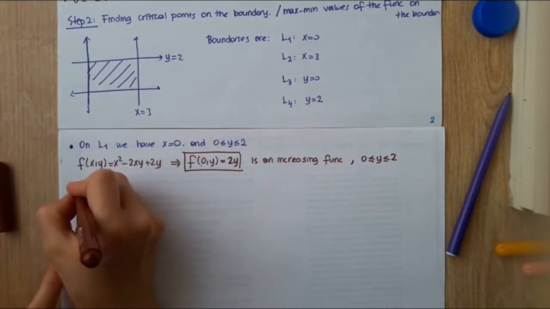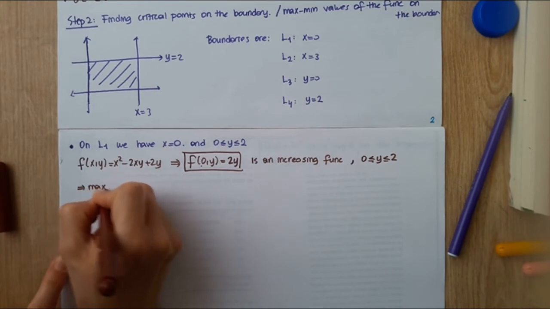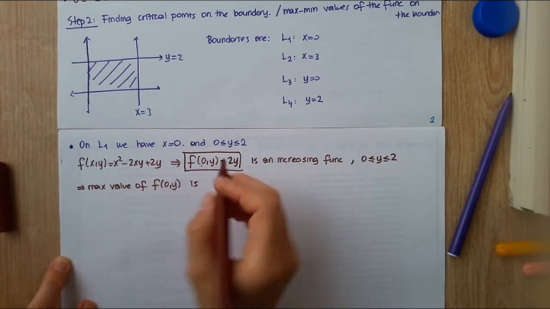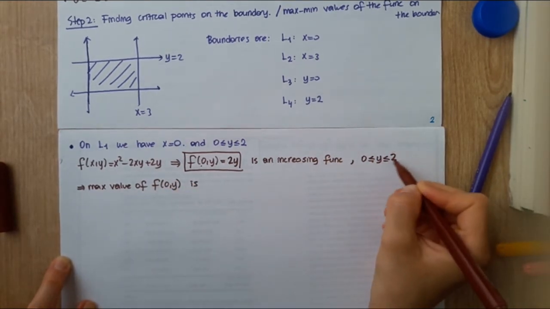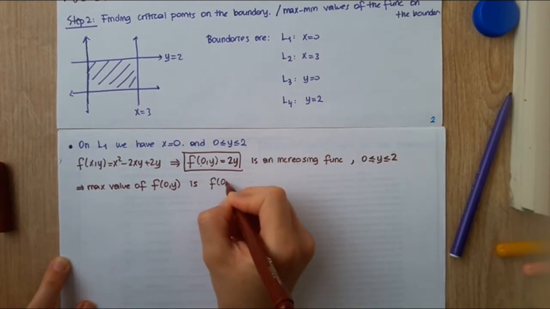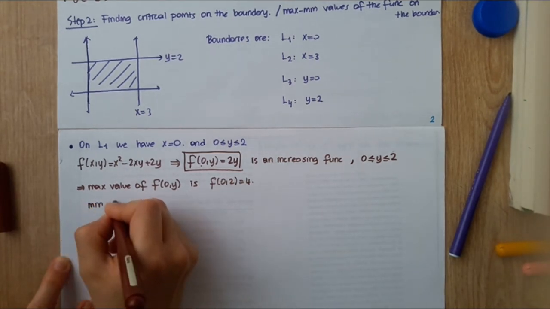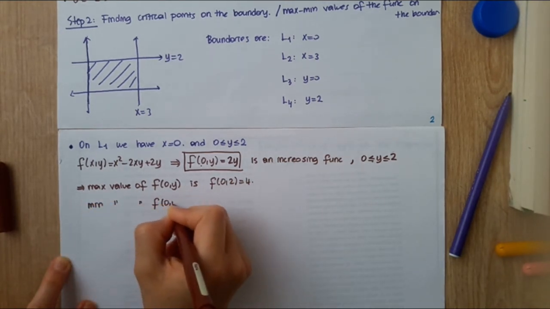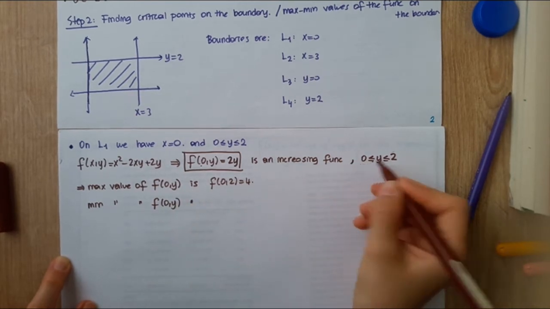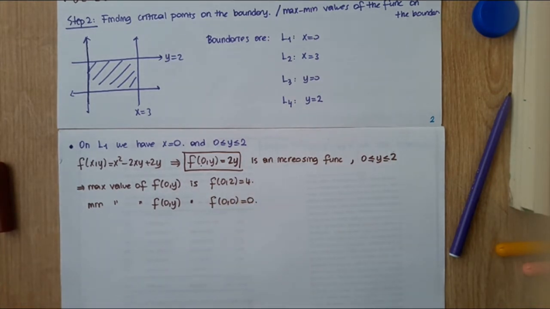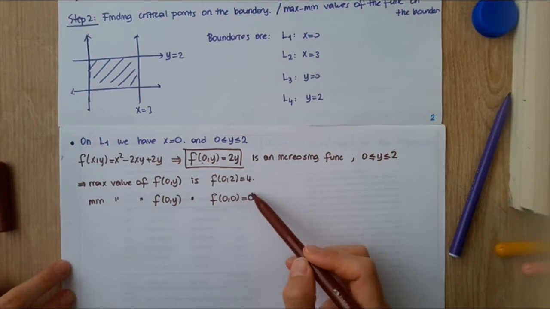So the maximum value of f of 0y is, because it is increasing, it takes the maximum value at 2, f of 0 2, which is 4. Okay, and the minimum value of f of 0y is, this time, it takes the minimum value at 0 because it is an increasing function, f of 0 0, so it is 0. We are looking for the maximum and the minimum values because we want to obtain the absolute maximum or absolute minimum. Okay, so on this line we have those values.